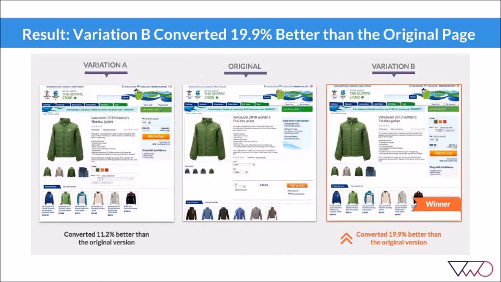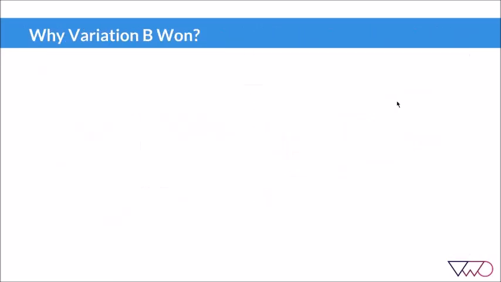So the result, if you're interested, is that variation A converted 11.2% better than the original version. We're looking at add to carts and sales finally over here. But variation B converted 19.9% better than the original version. If you see over here, that's the original. Compare variation A and finally compare variation B. So why did variation B win?